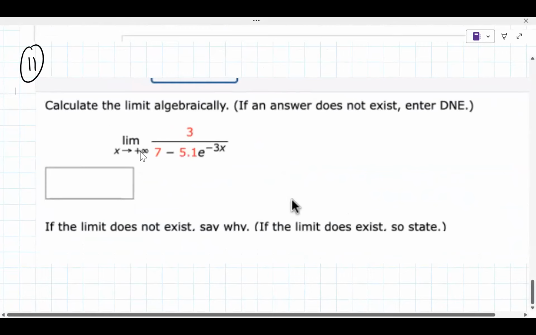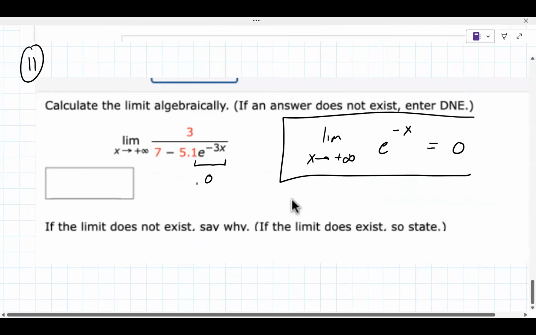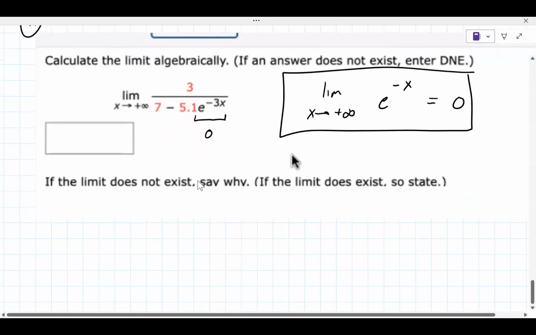So it says the limit as x approaches positive infinity of this thing right here. There's a couple of ways to do it. It helps to know that the limit as x goes to positive infinity, e to the minus x always goes to zero. And that's what you have here. This part is going to go to zero. This is something they would cover in class. They would say, if you get an e to the minus x, it goes to 0.